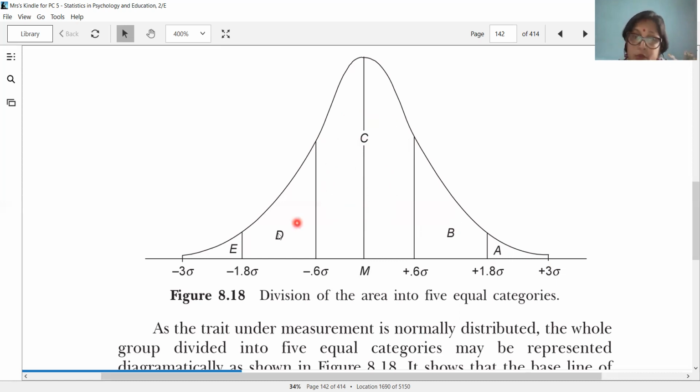Similarly, we can find the number of cases, students or individuals, whatever it is, in area D as well as in area E, which will be the same as A and B, but you need to calculate the portion. Okay, so it is all about this application.